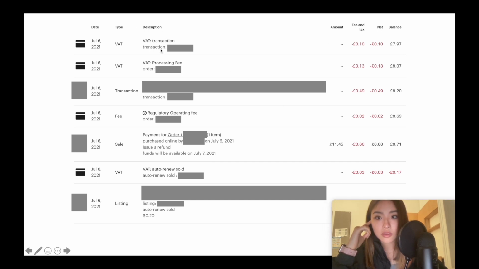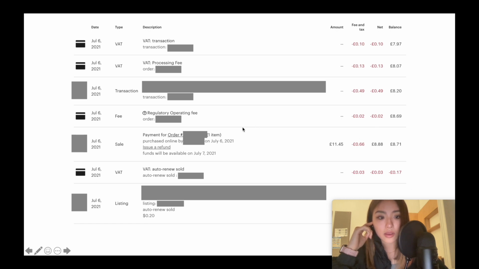Okay, so this is what it looks like. This is the date, the type of fee or transaction happening. I've blurred out the customer information, obviously, and any other identifying information, and then any amounts that the customer pays goes in this column. The fees and the taxes are here. The net, which is the amount the customer pays minus the fees and taxes, and then your total balance, so how much money in total is in your account.